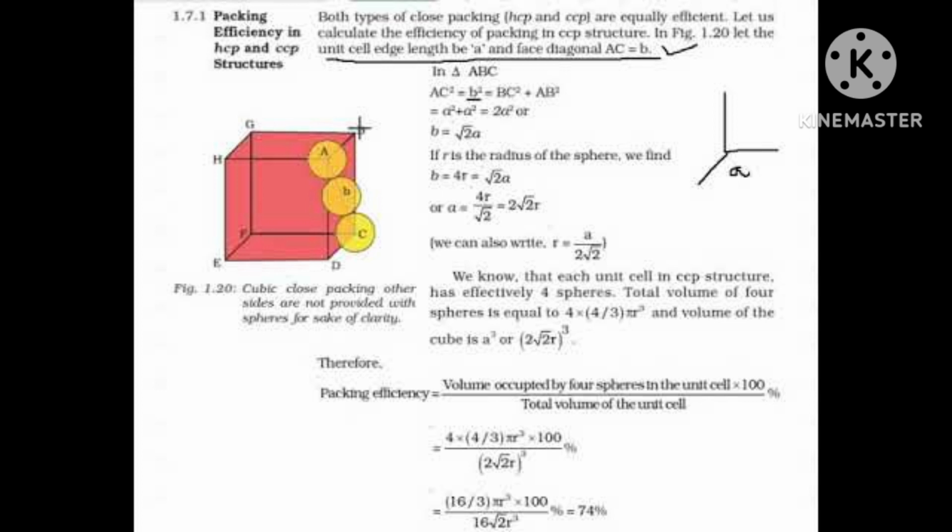What is the volume? A cube. Volume of the cube: length into breadth into height, all are equal, A into A into A, A cube. And you know the value of A.